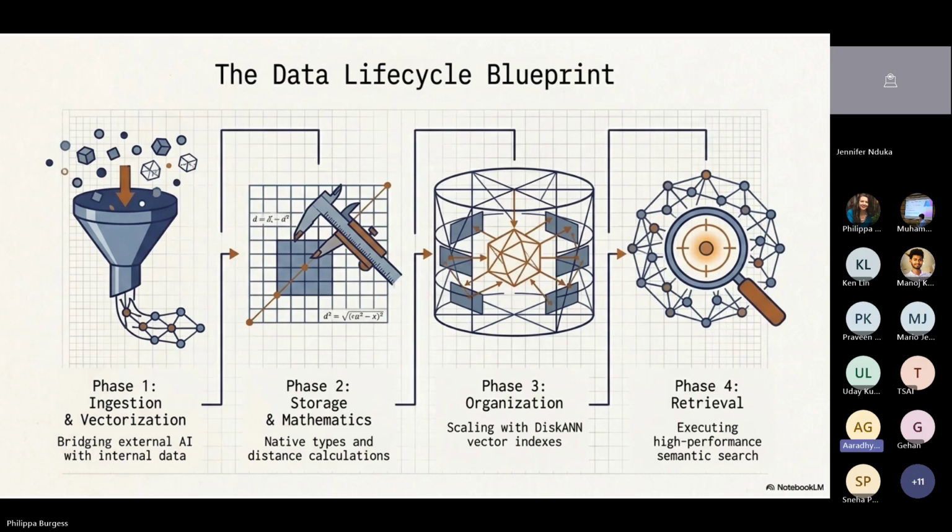Now let's talk about phase four, that is retrieval. And this is where the magic happens, because the user inputs a natural language question. The system dynamically converts the question into a query vector, which it passes to our DiskANN index and uses highly optimized semantic search syntax to pull the most contextually relevant records. This four-step lifecycle seems complete, operational, and final for any modern database AI system. So this is all about the data lifecycle blueprint.